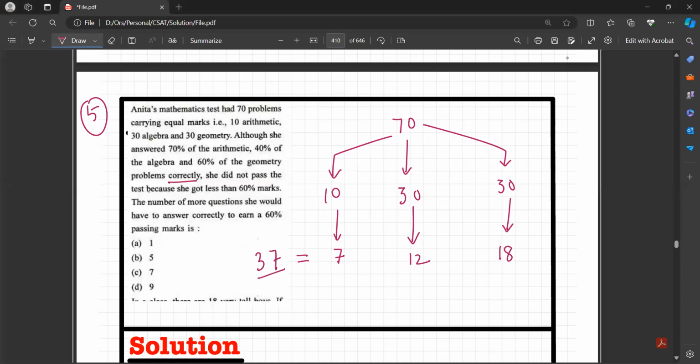So the marks will be 37. She did not pass the test because she got less than 60% of the marks. So 60% of 70 will be 42 marks. The number of more questions you would have to answer correctly to earn the 60% passing marks will be 5 more. So the answer would be 5.